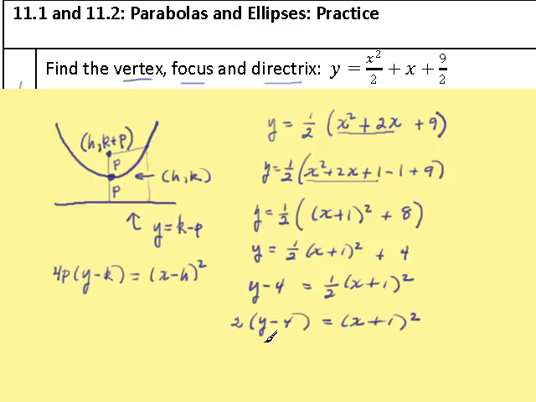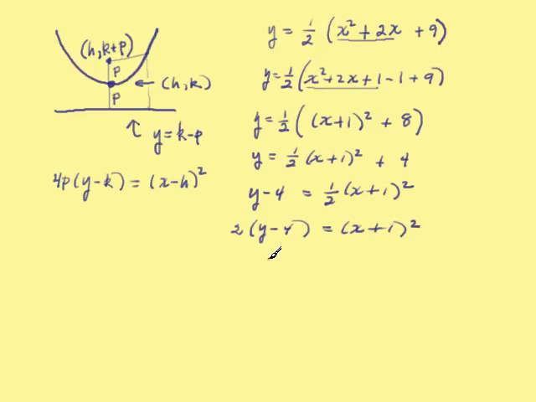So in this form, we can read off the vertex. So we have a vertex of (-1, 4), because of that x plus 1, and positive 4 because of that negative 4 there. So that's the vertex. We can also read off the value of 4p. That's 4p equals 2. So p is equal to 2 over 4, or 1/2.